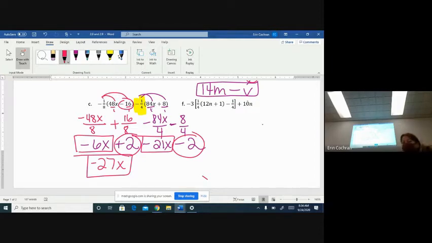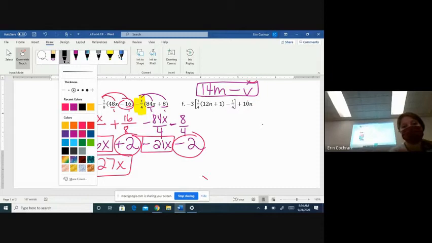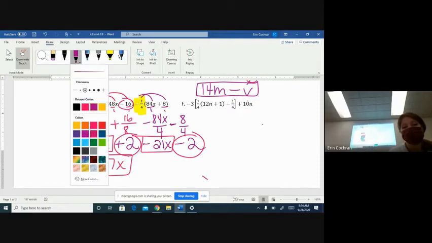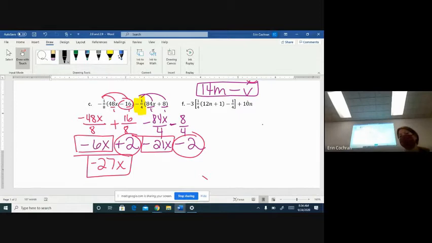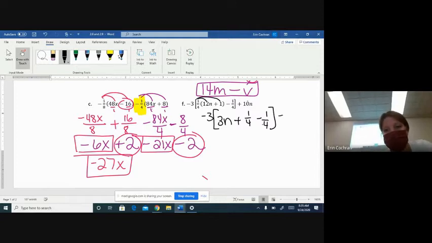All right. So looking at F here, okay, what would be my first step? I'm going to distribute, right? And what am I going to distribute first? The innermost parenthesis, right? So what am I distributing there? The 1/4, right? Okay. What's 1/4 of 12? 3n plus 1/4 times 1 is just 1/4 minus 1/4 plus 10n.